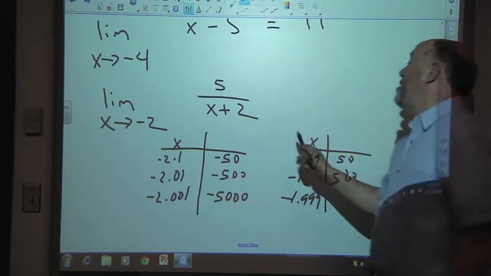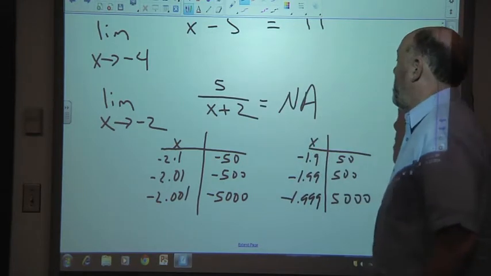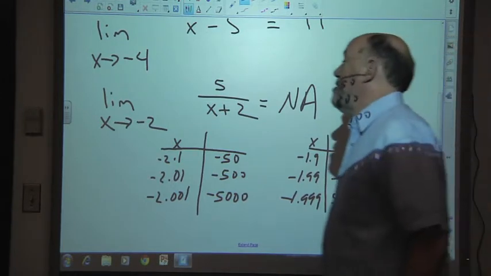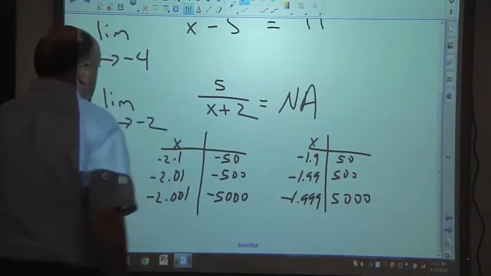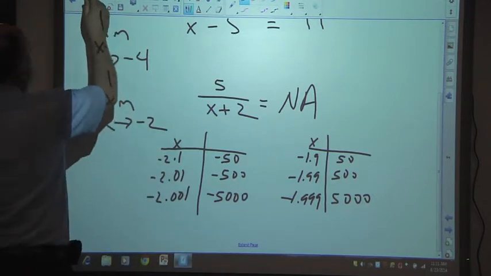So for this one, the limit is not applicable, can't be done. In order to have a limit, you have to be approaching the same number no matter which direction you come in from. In this case, we come in one way, we go to negative infinity. I come in the other way, I'm going to positive infinity, therefore it has no limit. So if you cannot plug the number in, we need to do this kind of a chart and see what happens.